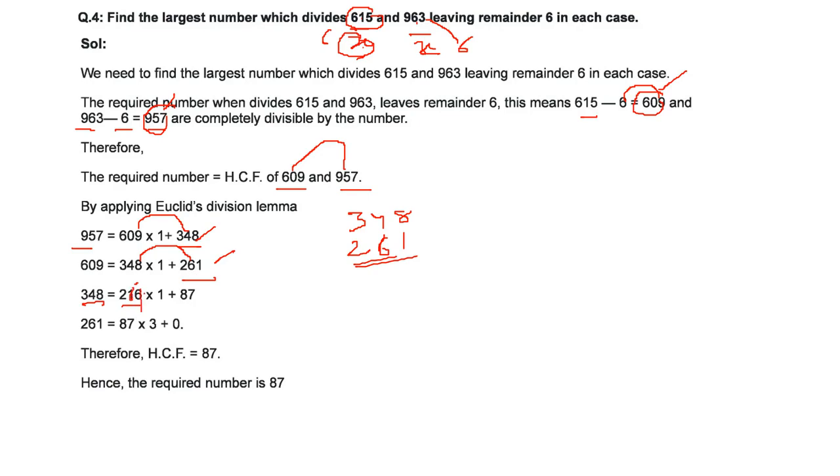So now 261 and 87, again we have to reapply. 261 becomes 87 into 3, and we get 0 here. So 87 is the HCF. So 87 is that x. This is the number which will divide 615 subtracted by 6 and 963 subtracted by 6 totally, fully.